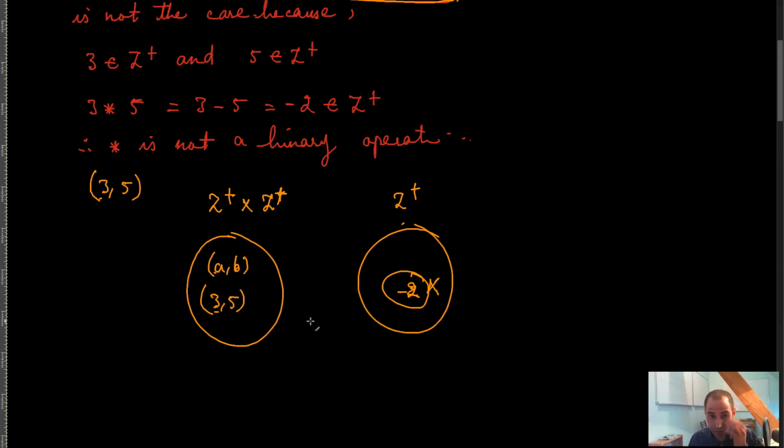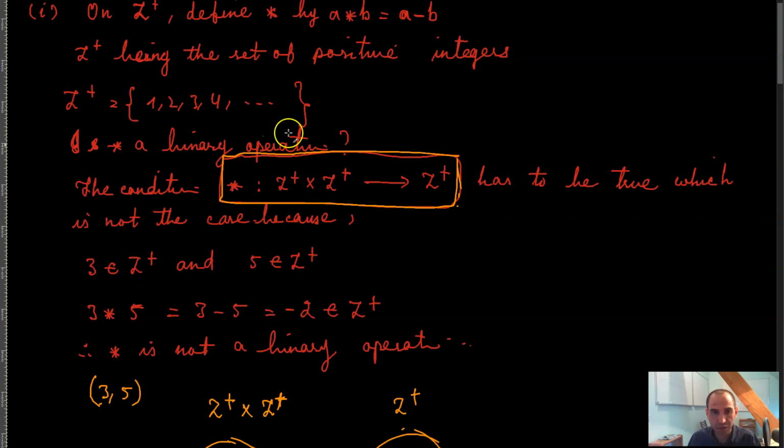and so it basically means that there is an element in the domain of your function which is not the image of anything in the codomain of the function, and as a result of that this is not a function, and since it's not a function, it's not a binary operation, right? So that's basically question number one.